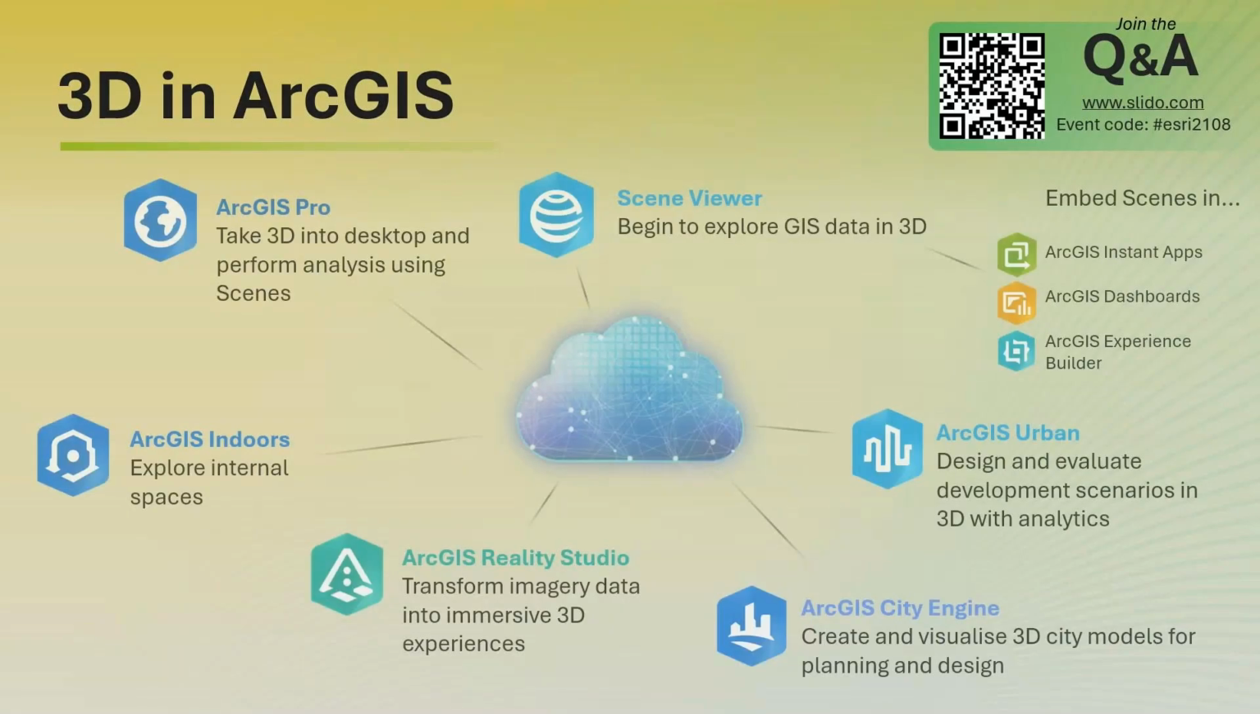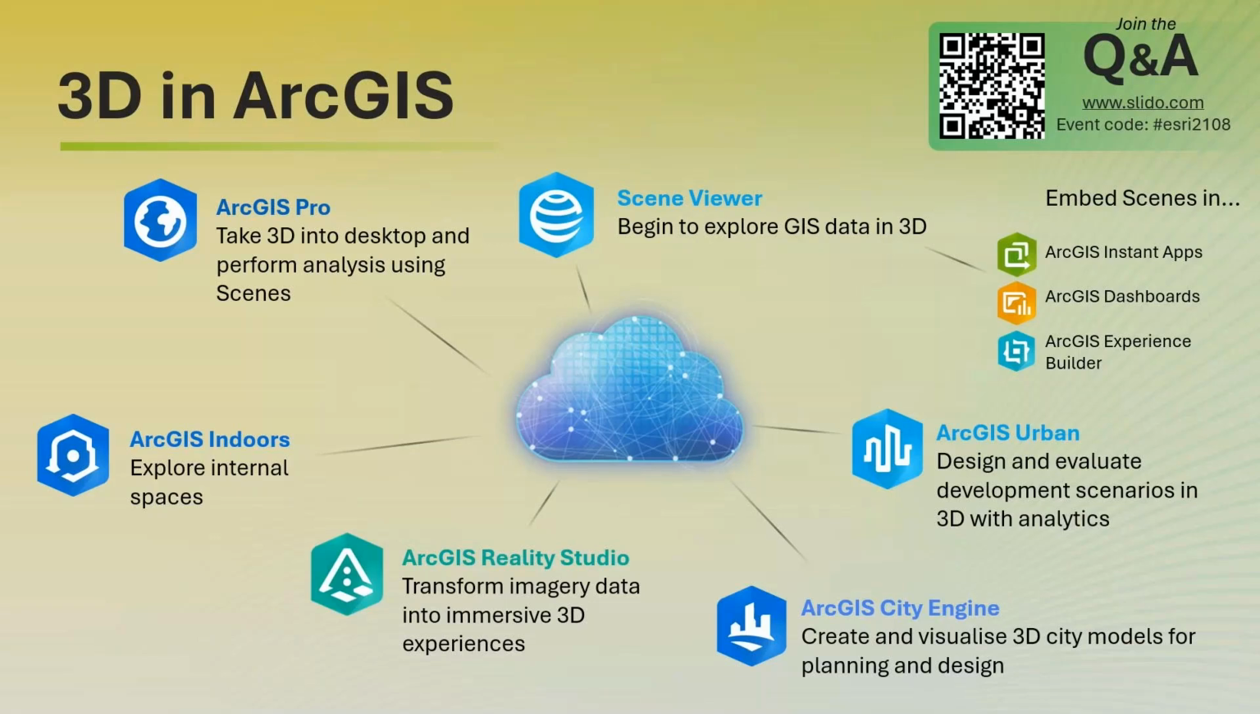So where do I access 3D capabilities in ArcGIS? So on the desktop, you've got ArcGIS Pro, which supports scenes, 3D symbology, and analysis tools. Moving away from desktop, we have Scene Viewer, an easy-to-use web application for visualizing, exploring, and editing 3D content. And the scenes that are created in Scene Viewer can then be embedded within the ArcGIS app builders, such as Instant Apps, Dashboards, Story Maps, and Experience Builder.